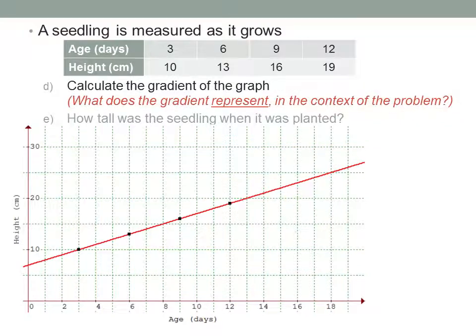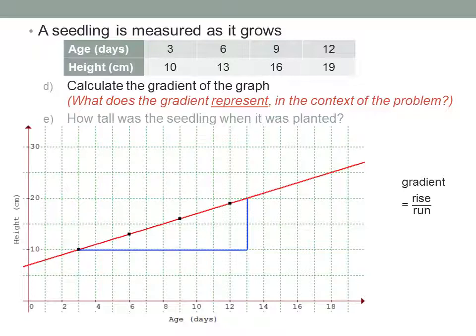Speaking of rate, let's calculate the gradient of this graph. Gradient equals rise over run. So we need to pick 2 points on the line. You can choose any 2 points. They don't have to be your original data points. In this case, I've chosen 2 points where the grid lines intersect, so I can read off the values more easily.